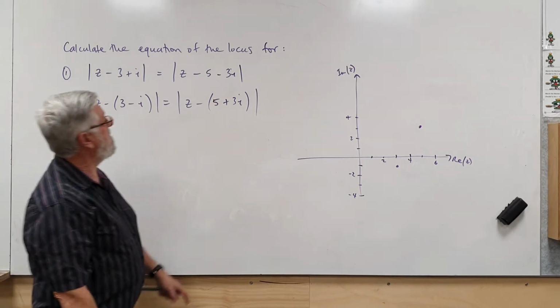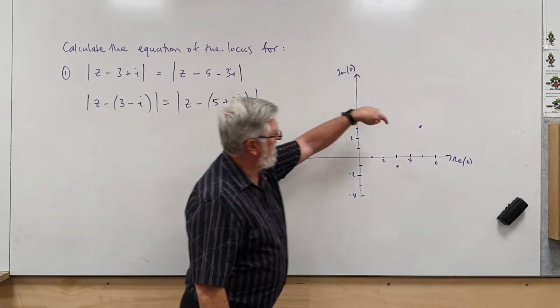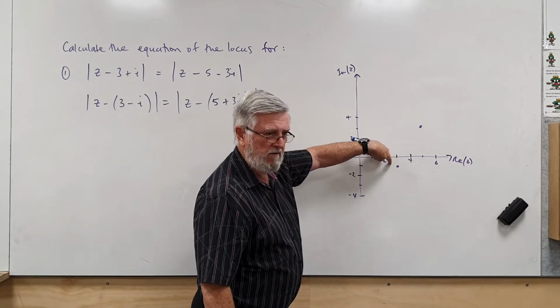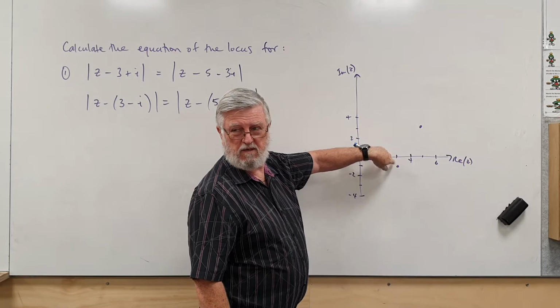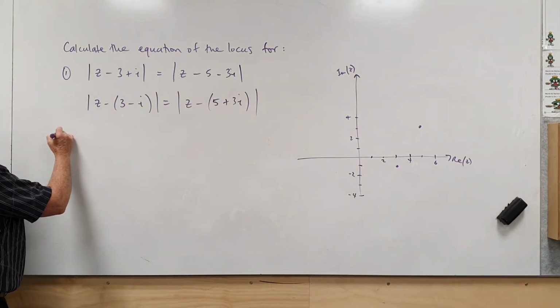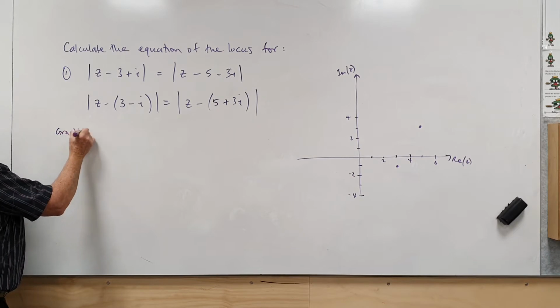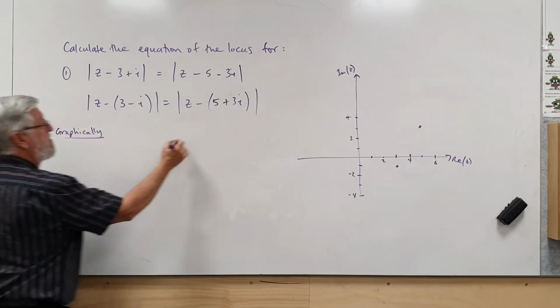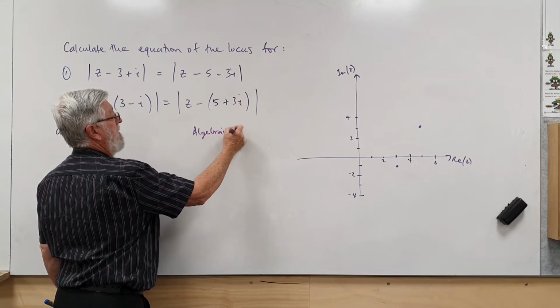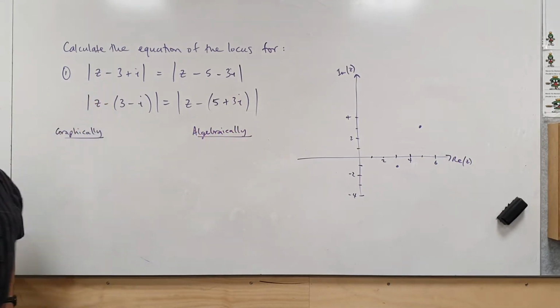What's the set of points that are the same distance from there as they are from there? And the most obvious one is the midpoint. So let's say there's 2 approaches. Let's say we do it graphically. And then we'll just go through and do it algebraically. And then we'll test the points and see if they're actually true and see what's going on.